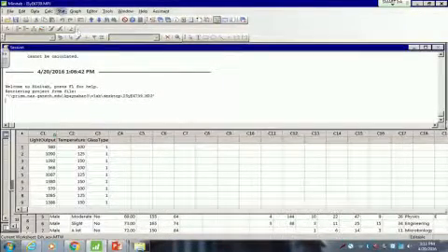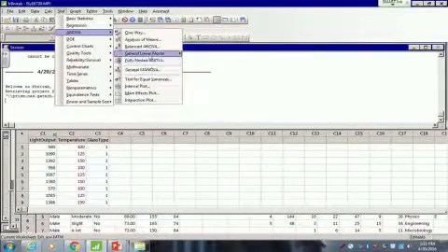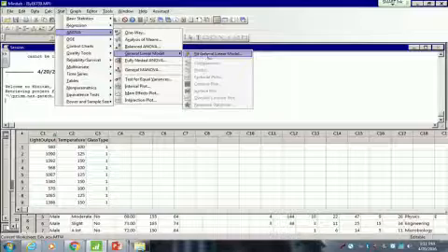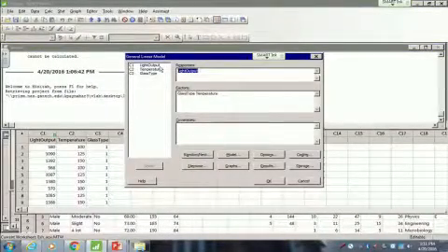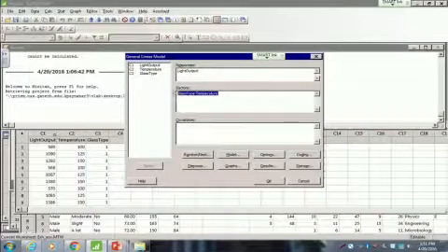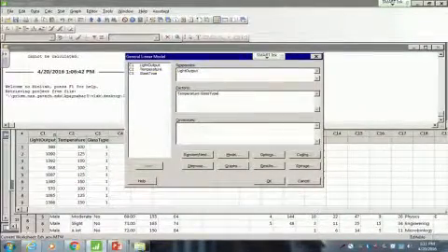Okay. So Stat, ANOVA, General Linear Model, Fit General Linear Model. So this is your response. You have 2 factors. One is temperature. The other one is glass type.